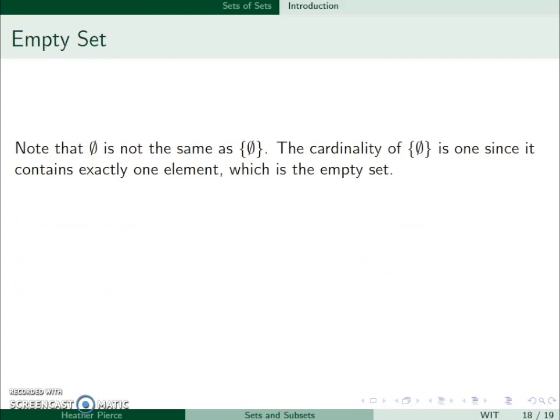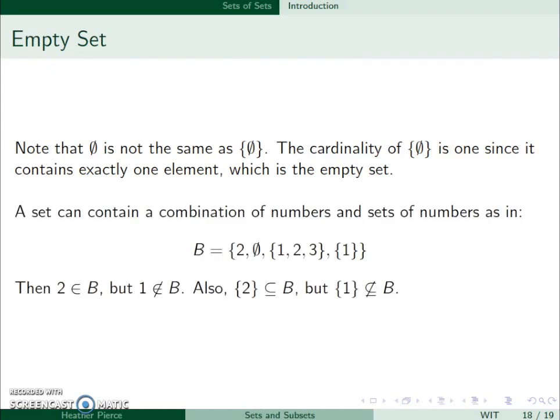The empty set is not the same as the set containing the empty set. The cardinality of the set containing the empty set is 1, since it contains an element, the empty set. And a set can contain a combination of numbers and sets. So for instance, here's a set B. 2 is in B, but 1 is not. Also, the set containing 2 is a subset of B, but the set containing 1 is not a subset of B.